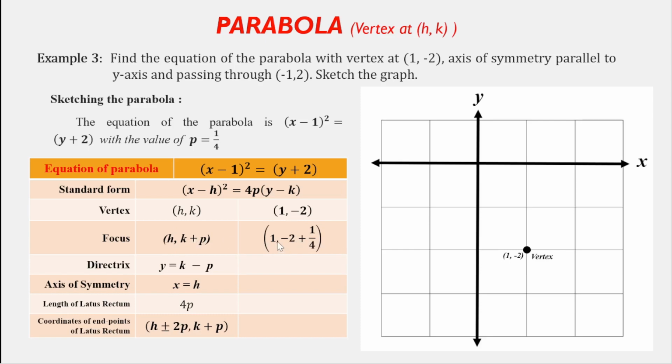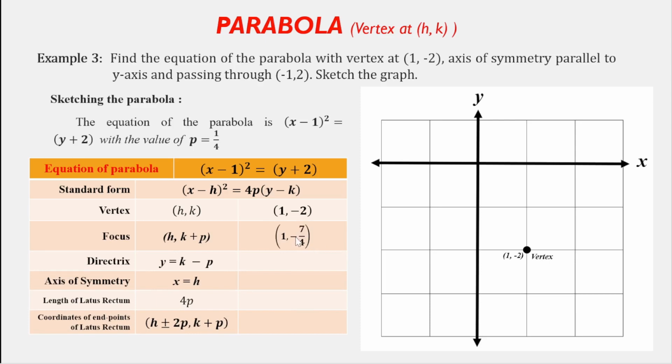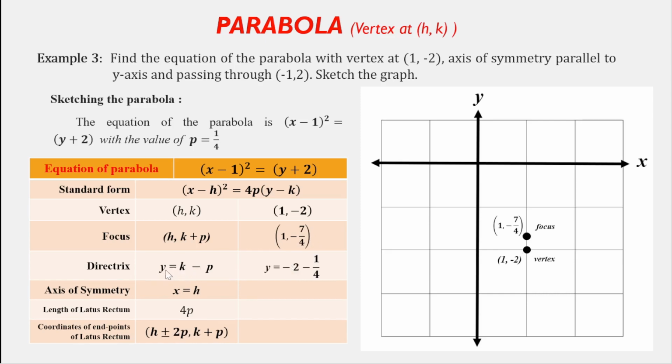Then the focus is the coordinate (1, -2 + 1/4). As we simplify -2 plus 1/4, that is equal to -7/4. Then we can say that the focus is located at the coordinate (1, -7/4). As we plot now the focus in the Cartesian coordinate plane, this is the location of the focus.